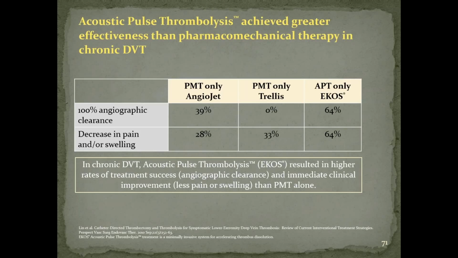So which modality should one use with chronic DVTs? Well, unlike acute DVTs where there's multiple options, I would say with chronic DVTs, EKOS is the only thing I even consider, because angiojet and Trellis, which is really no longer used, are very ineffective at getting angiographic clearance and decreasing pain. So generally speaking, this table here shows why that is, and shows why EKOS is really the best treatment for chronic DVT.